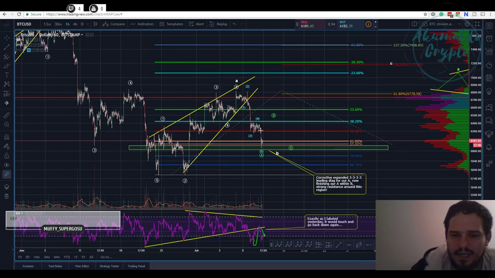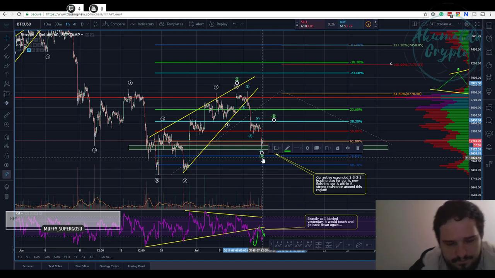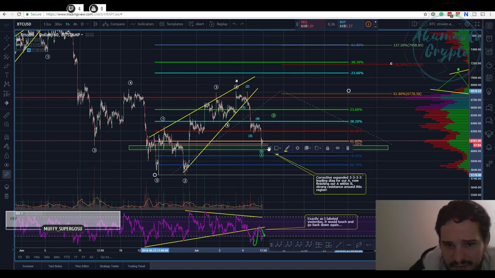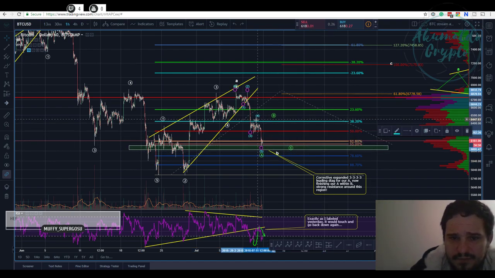In this case here, 1, 2, 3, 4, 5, ABC, ABC, ABC, ABC 4, and the 5th not touching the upper line of the wedge, breaking down and putting this motive wave impulse down here to finish our A, which I don't think has finished yet. We might put another wave down here. We are in the fifth wave, but we haven't finished it yet.